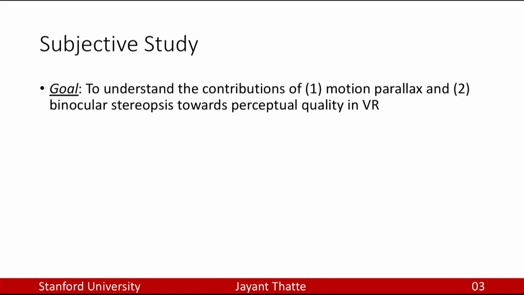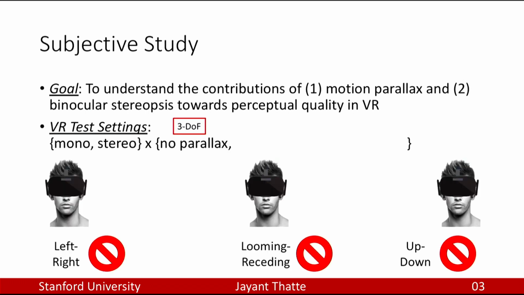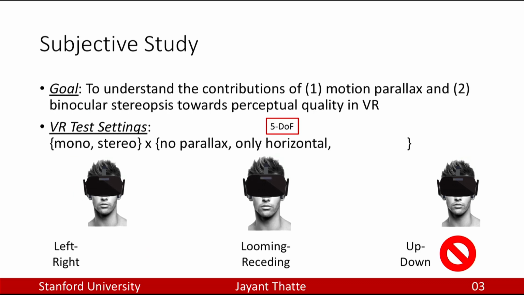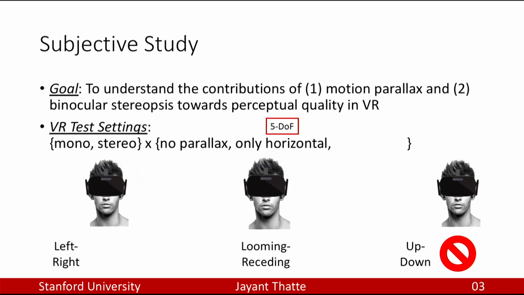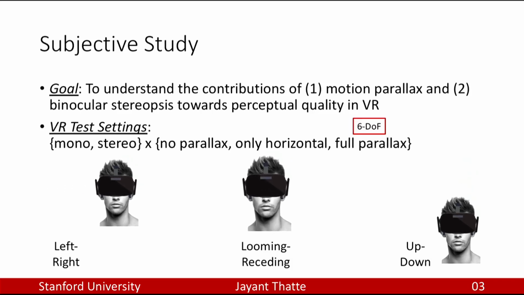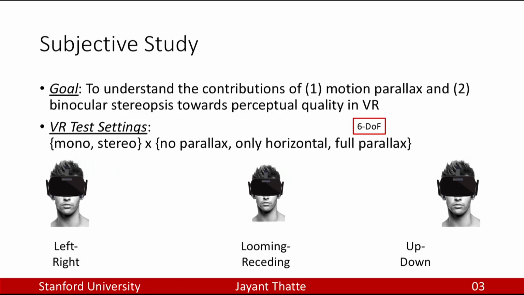Like I mentioned, the goal of the subjective study is to understand the importance of 1, motion parallax, and 2, binocular disparity when it comes to the perceived quality of experience in VR. And to do this, we tested 6 different VR settings. So as you can see, there's mono and stereo. And we combined this with 3 different parallax settings. The first setting is just no parallax, which is how things are conventionally rendered for immersive video. Then we have only horizontal parallax, where the viewers can move left and right and back and forth, but there's no up and down motion. And finally, full parallax or 6 DOF, where the viewer is not really constrained and they can do whatever they want.